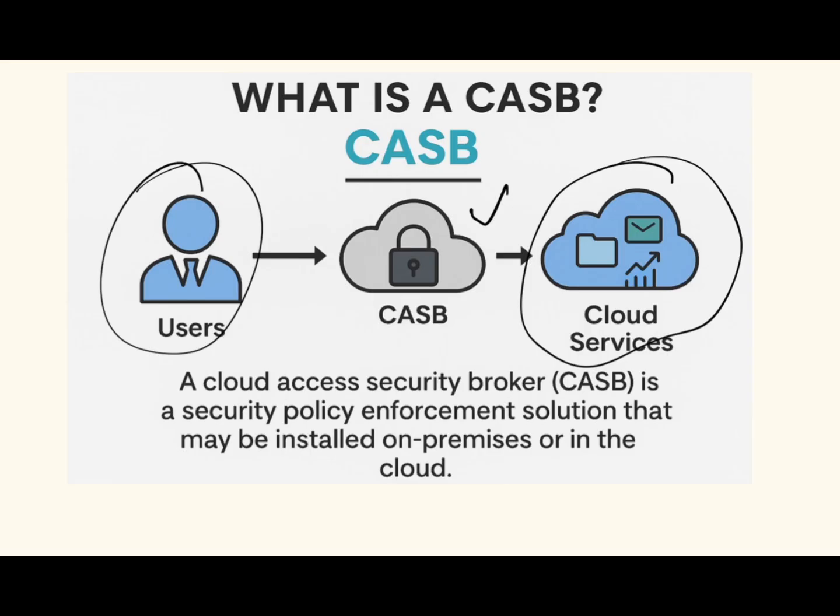Now let's summarize this topic. CASB tools act as a security control layer between users and cloud services. They enforce security policy, stop data leaks, and provide visibility into cloud use. As we discussed, there are three main types: API-based, proxy-based, and hybrid.